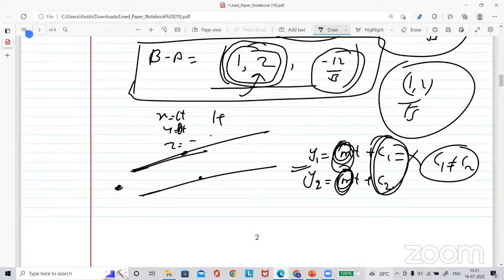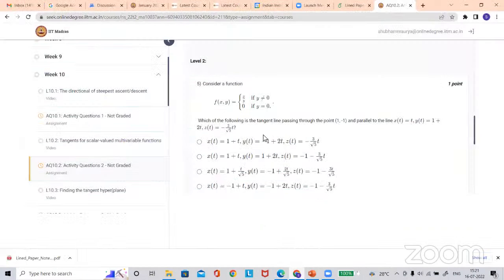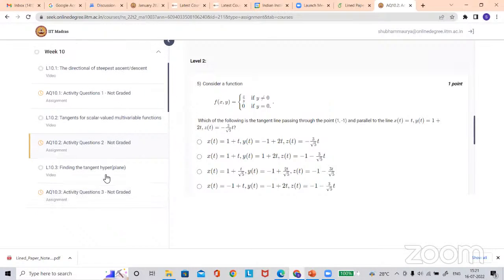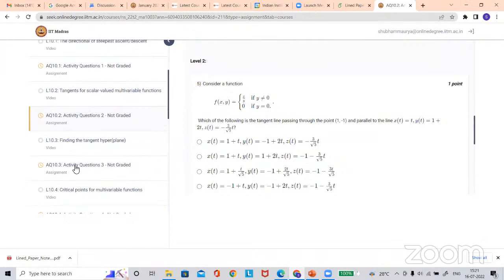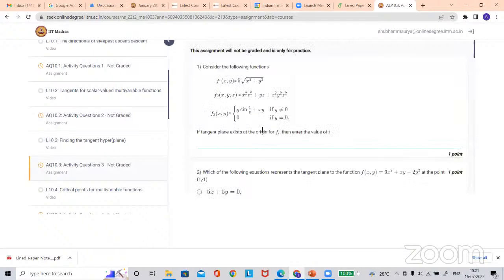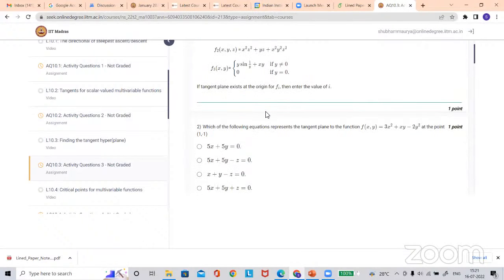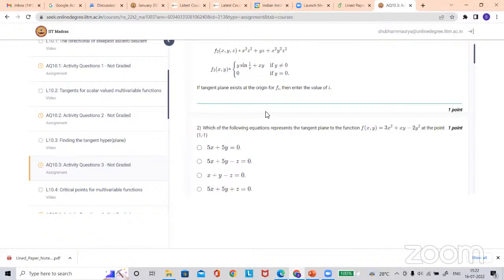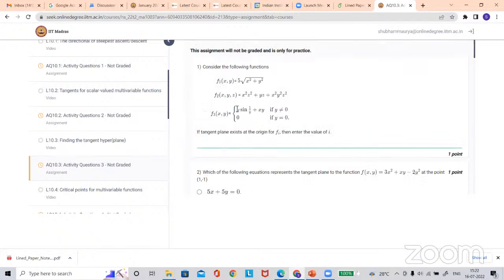Okay, anyone else have doubt? Sir, could you look at 10.3 question 1? No one has doubt. Deepika is asking 10.3, which question? Question number 1, yeah. This one. If tangent plane exists at origin, right? Okay, so for which function does the tangent plane exist?